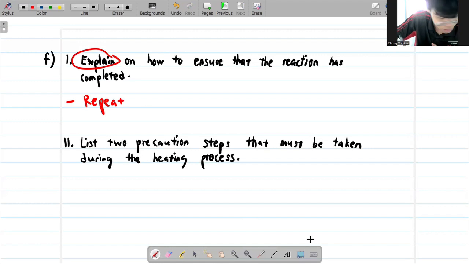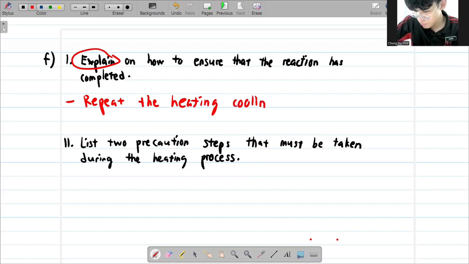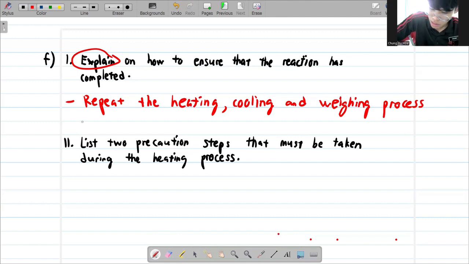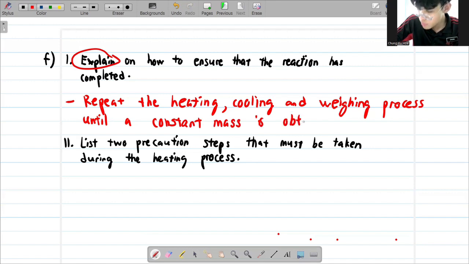Repeat the heating, cooling, and wicking process until a constant mass is obtained, which means that I need to repeat this.